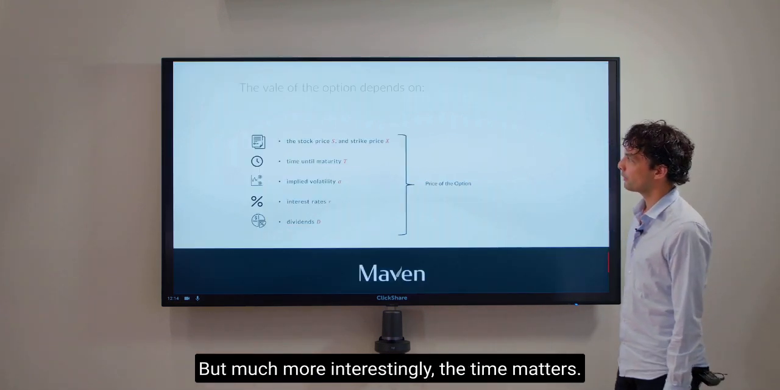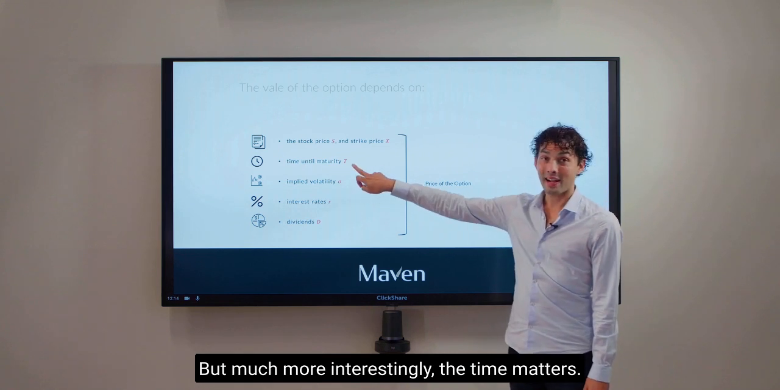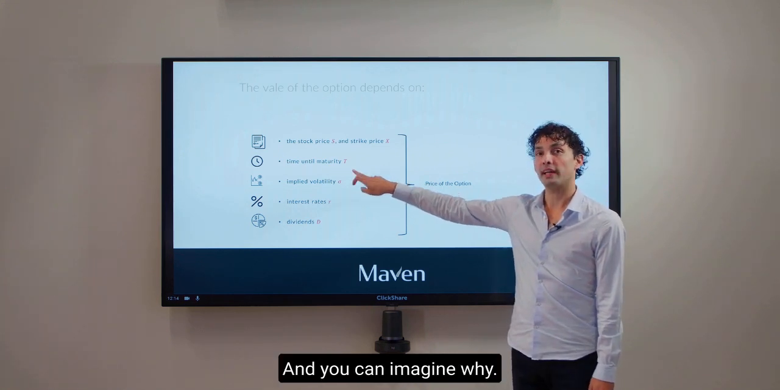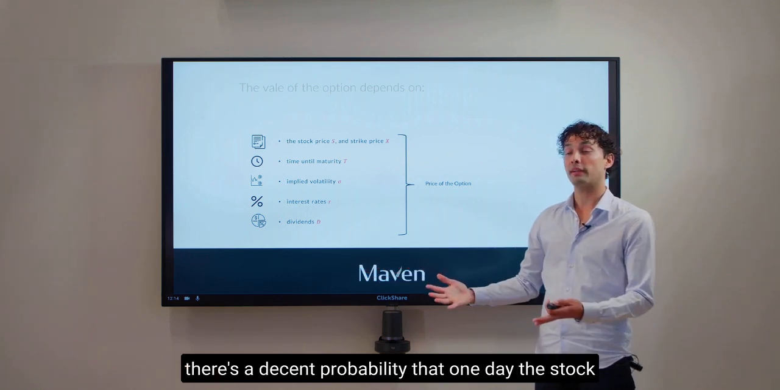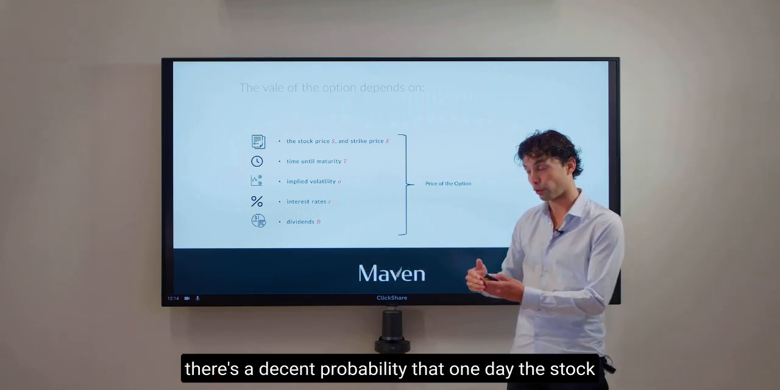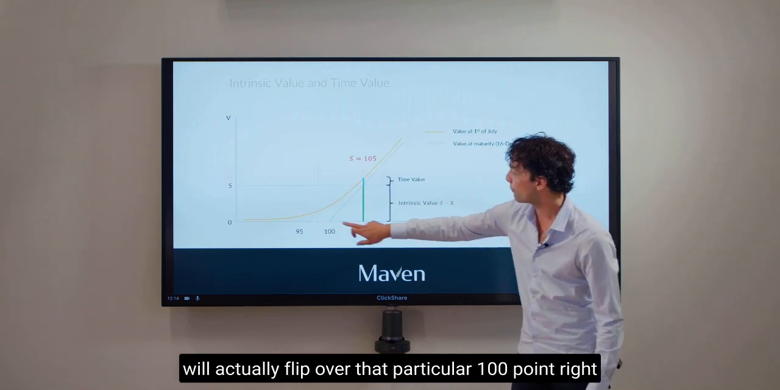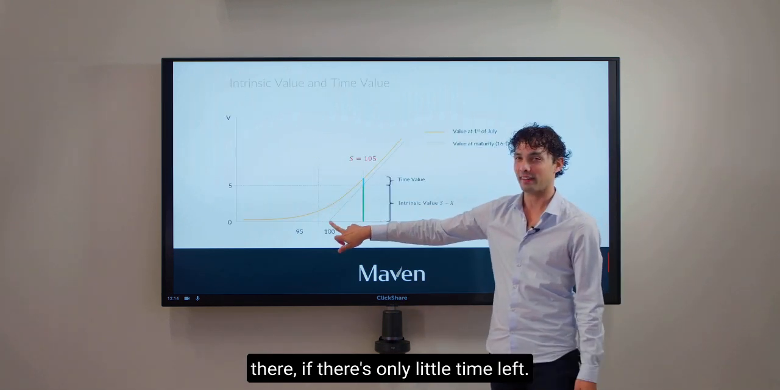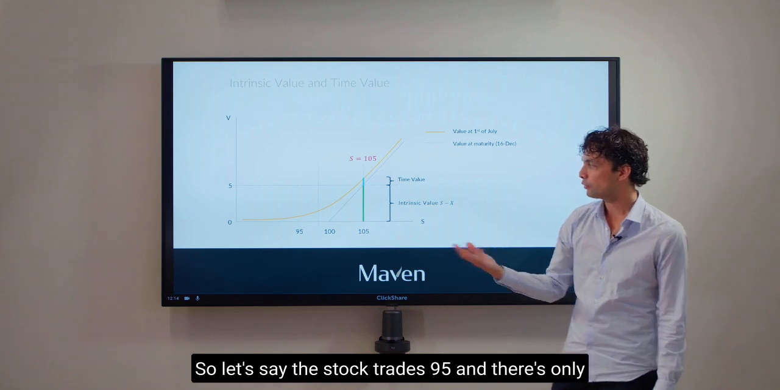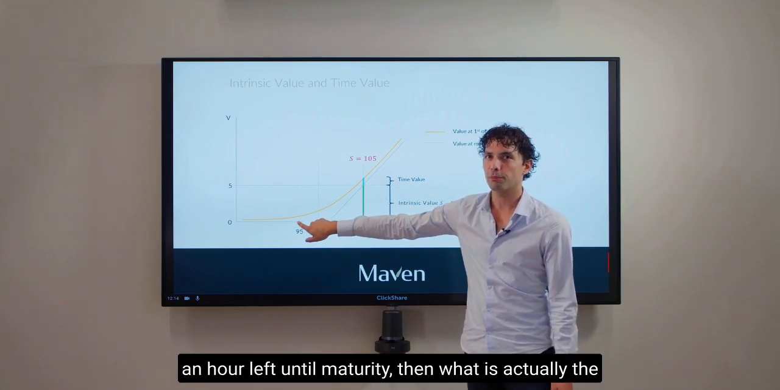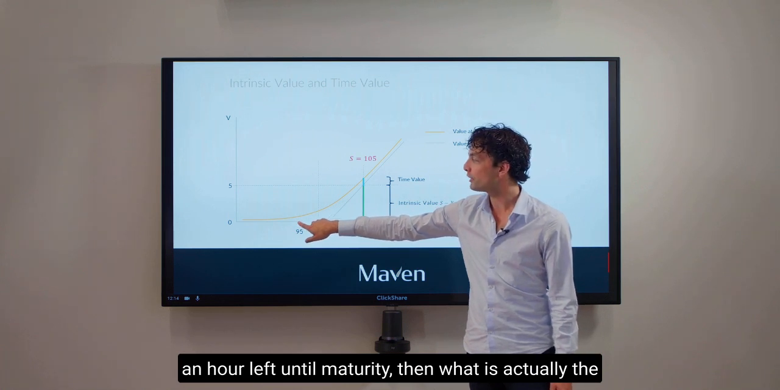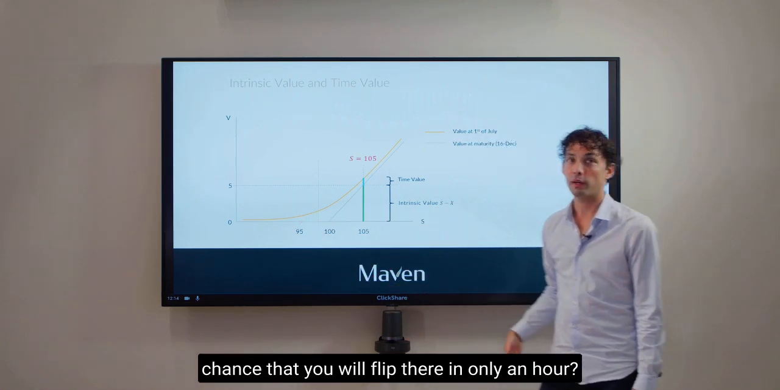But much more interestingly, time matters, and you can imagine why. If there's a lot of time left until maturity, there's a decent probability that one day the stock will actually flip over that particular 100 point right there. If there's only little time left, so let's say the stock trades 95, and there's only an hour left until maturity, then what is actually the chance that you will flip there in only an hour?